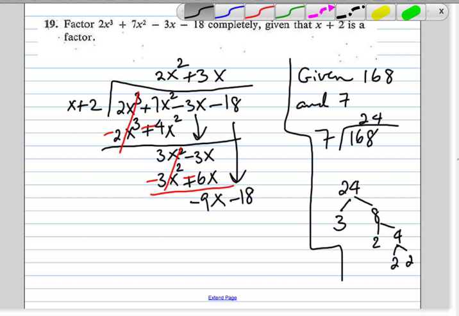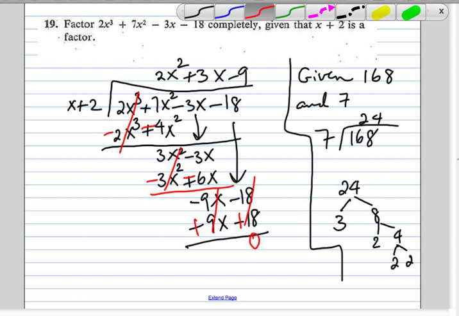We divide negative 9x by x, we get negative 9. We multiply negative 9 by x plus 2, we get negative 9x minus 18. Change the signs and add. Both of these cancel and we get 0.